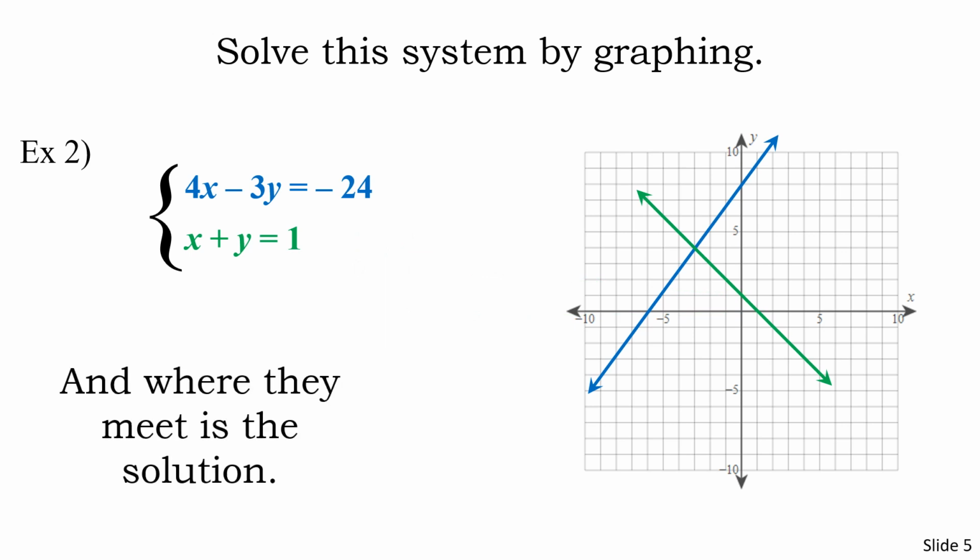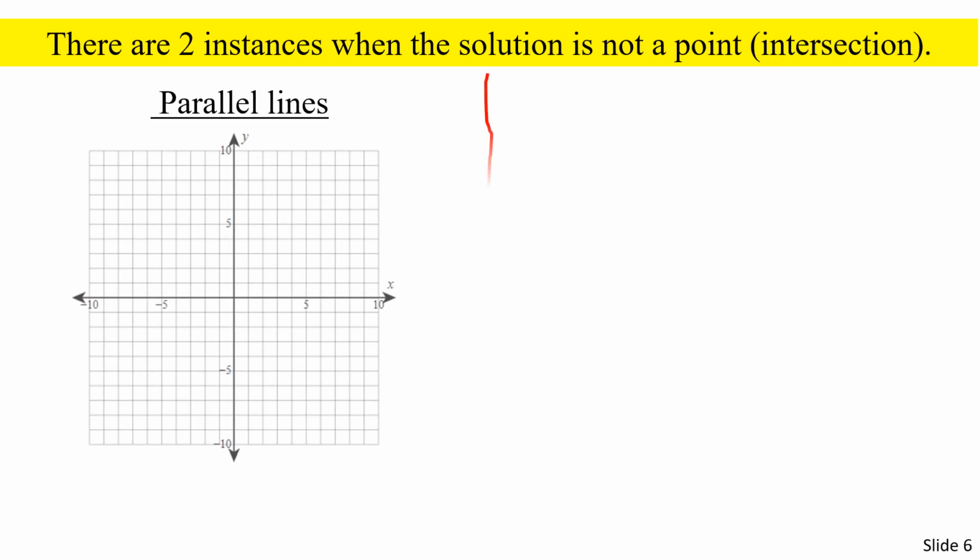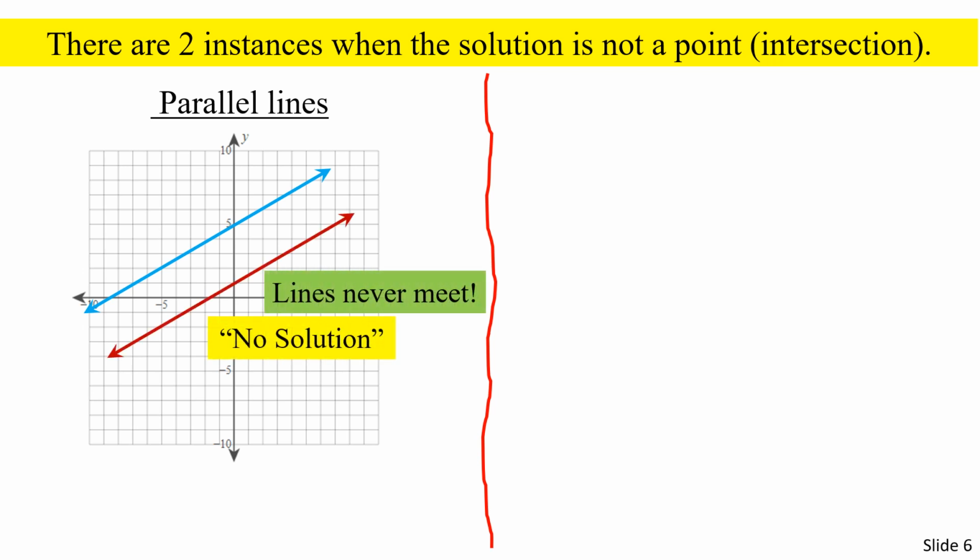And where they meet is the solution. In this case, it's negative 3, 4. There are two instances when the solution is not a point of intersection. One is if the lines are parallel. If I have two lines that are parallel, they never meet, therefore there's no solution, because remember, the solution is where the two lines meet.